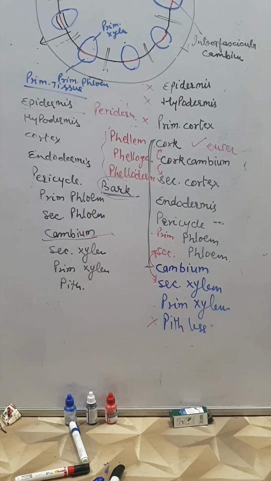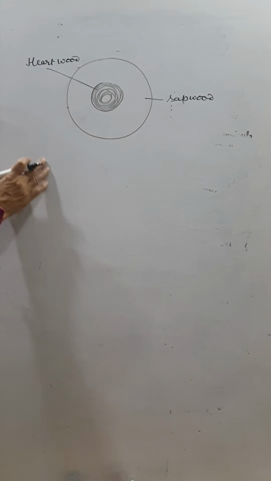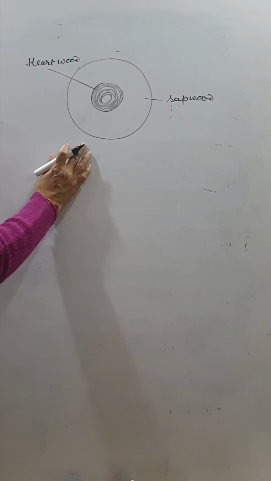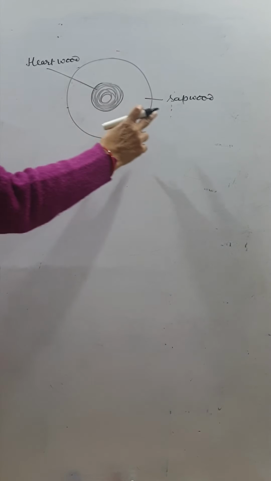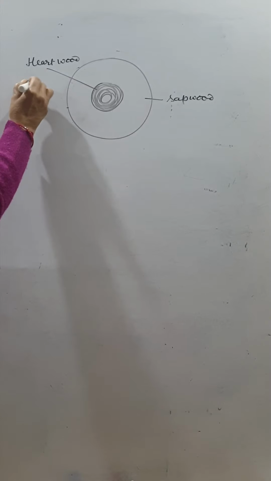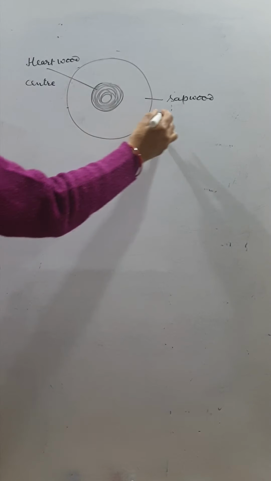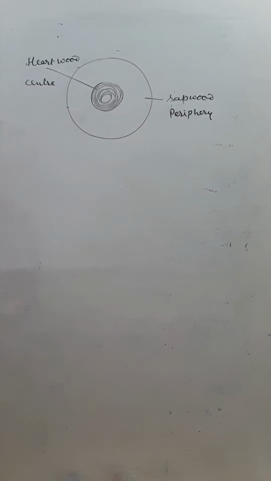Now the remaining topic is hardwood and sapwood, which we will discuss. On the basis of location, the wood is of two types, the hardwood and sapwood. In the center of the wood, hardwood is there. Towards the periphery, the sapwood is there.